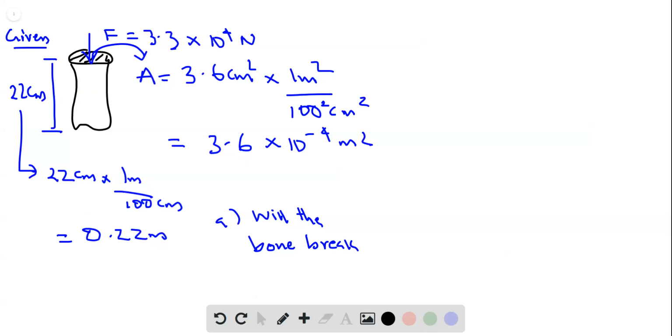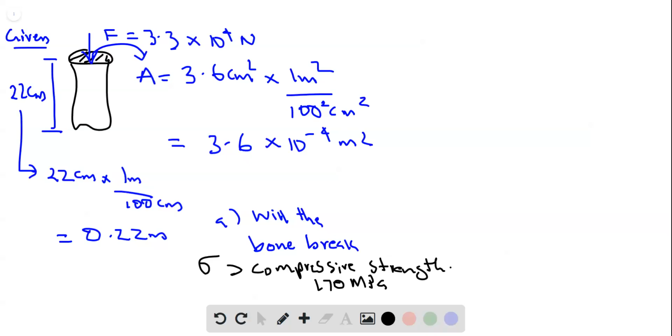If the stress sigma is greater than the compressive strength of the bone, then obviously the bone is going to break. The compressive strength of the bone is 170 megapascals, as you can see. And so that's the first thing we're going to find out in the problem.